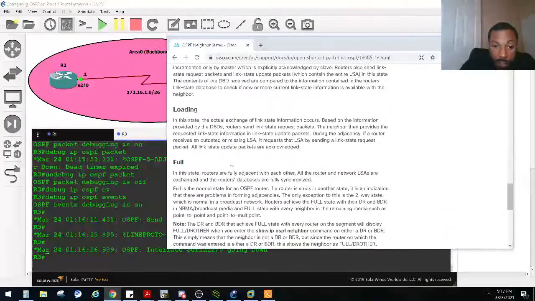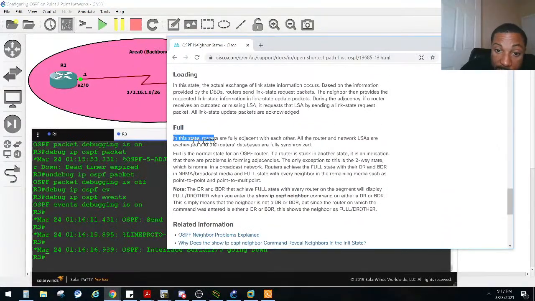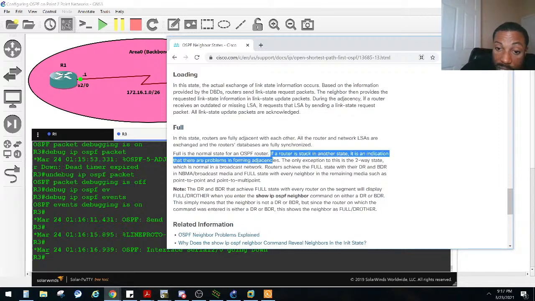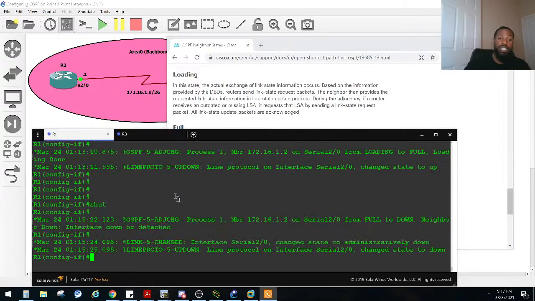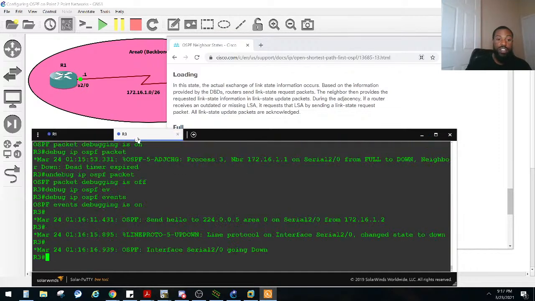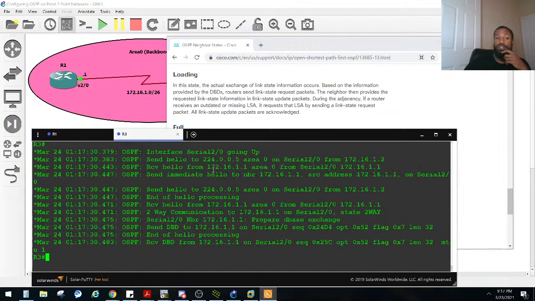So if you notice right here, full, in this state, routers are fully adjacent with each other. All the router and network LSAs are exchanged, and the routers' databases are fully synchronized. Full is the normal state for an OSPF router. That's exactly what we want to see. When we see full, that's how we know it worked. So let's bring it back up. no shut. Take a look at the events there on router 3, and let's see what happens.